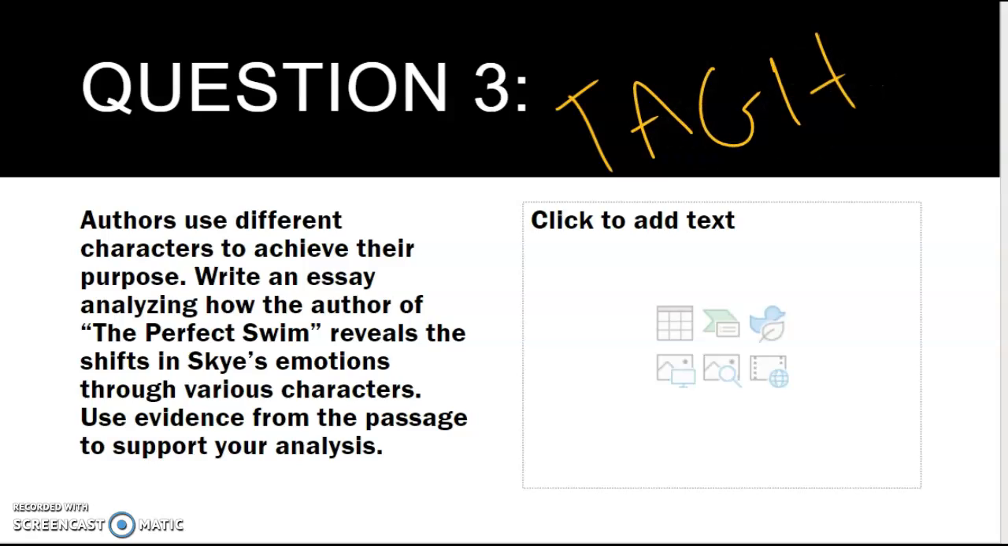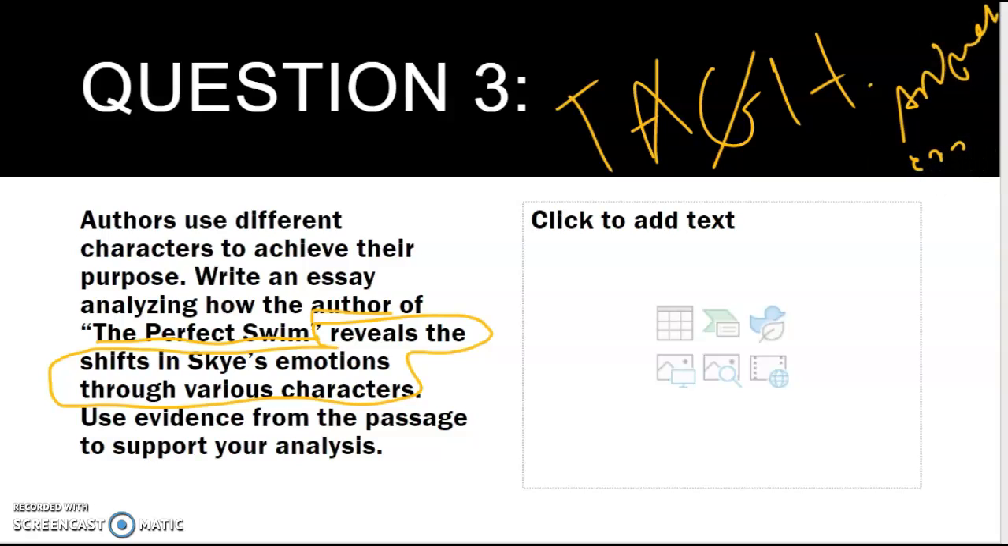Title, let's see if our title's here. The Perfect Swim. Do we have an author? Analyze how the author, it just says the word author, but it doesn't give us a name. Do we have a genre? Nope. Well, we may think it's something, but we do not want to assume that, so we don't have a genre. Do we have information? Yeah, what is it asking us to do? To write an essay to analyze how the author reveals Sky's shift in the characters through many emotions. Okay? And then thoughts is going to be our answer.